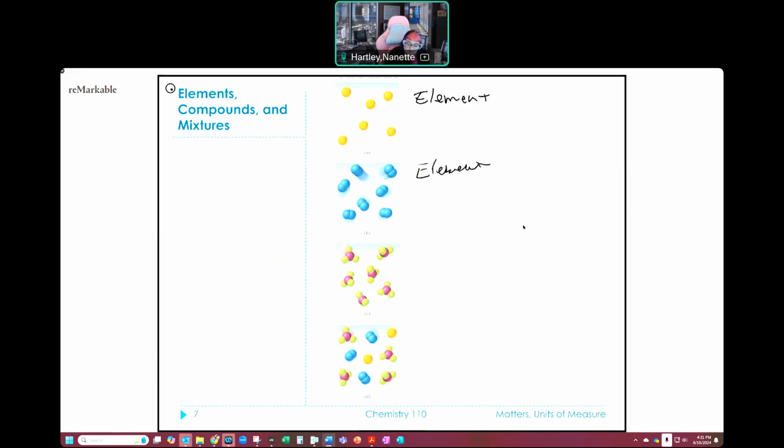So this could be something like silver, where it exists by itself. This could be an element of H2 or O2, where they're bound together. And I can't break those two H's apart without doing something chemical.